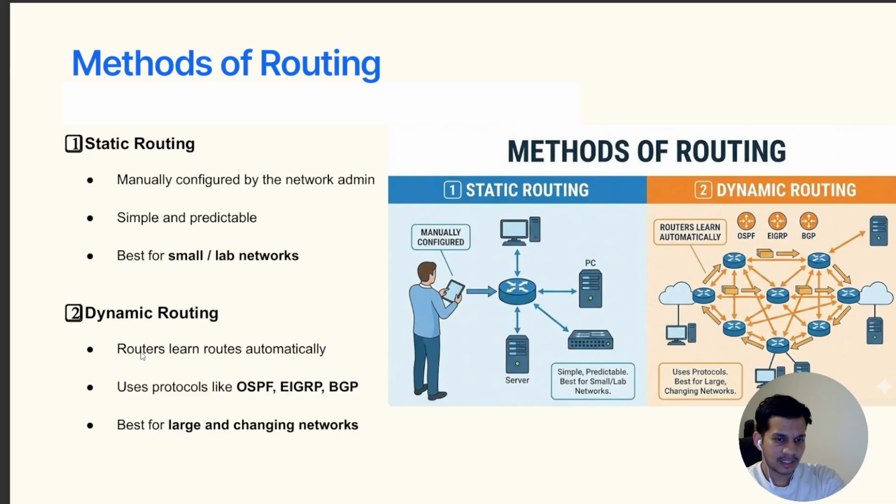Whereas dynamic routing is where all the routers learn routes to other routers automatically. So there are some protocols being used: OSPF, EIGRP, BGP. So based on the situation or the area of the client or the network, the routing protocol is decided, which protocol to configure. Basically all the routers have the network map of all the networks, and then it knows what routes belong to what destination. So best for large and changing networks.